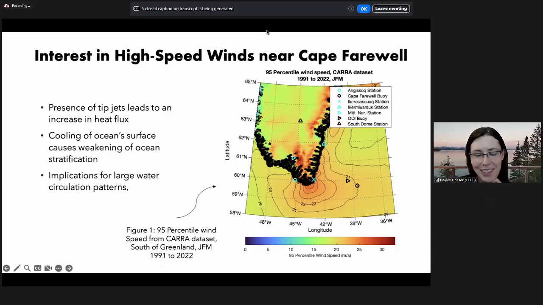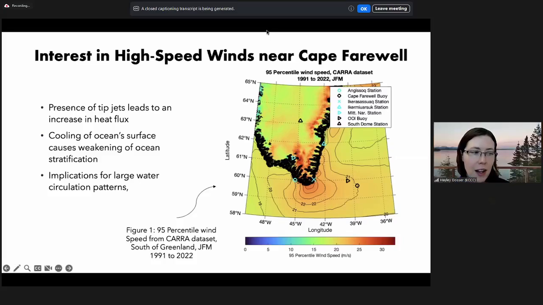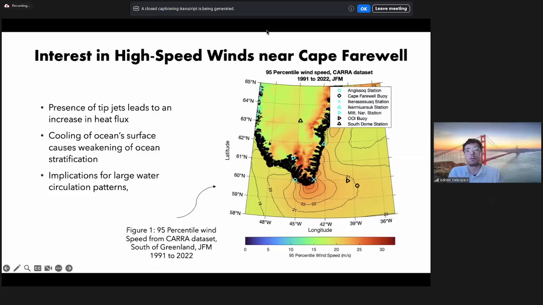Yep, no worries. And I do have a question from Amber. Curious if you know if anyone has used these data to force an ocean model and looked at biases in the ocean. Can you repeat that, please? So she's curious if you know if anyone used these data to force an ocean model and to look at the biases in the ocean. Not sure. Okay.